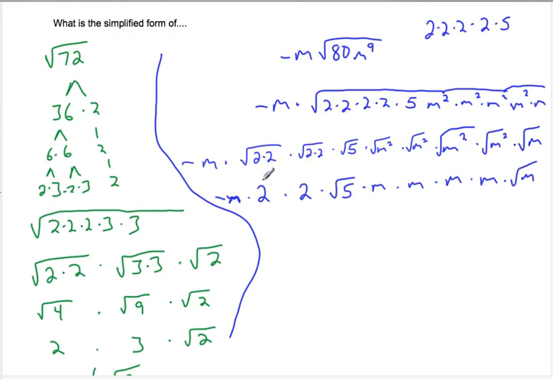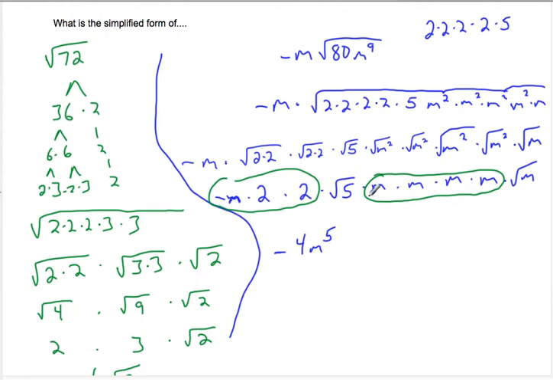Okay, so now what is not in a radical anymore? Well, we got this. We got all those, and we got all those. So it's going to be negative, and then we have 2 times 2, which is 4. And then we have 1, 2, 3, 4, 5 m's. And then what's in the radical is the 5 and the m, so we just say multiply times the square root of 5m.